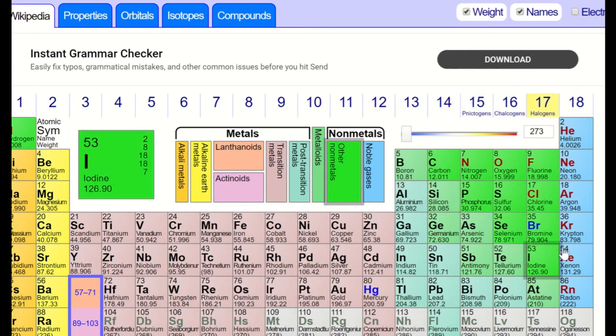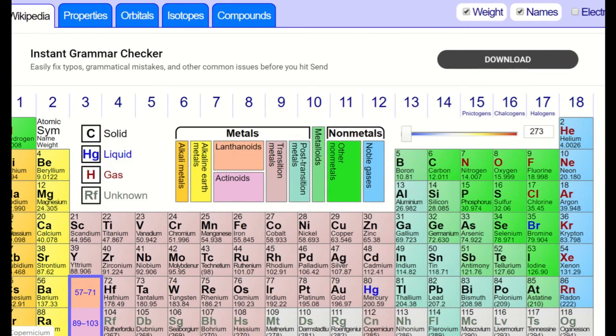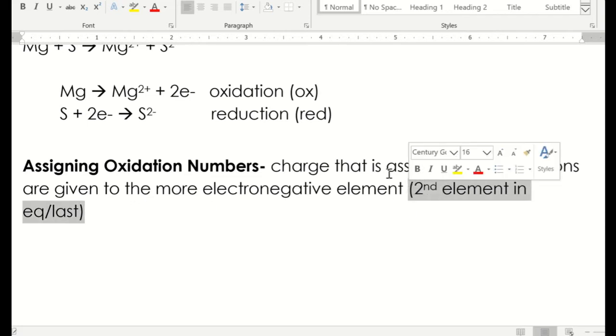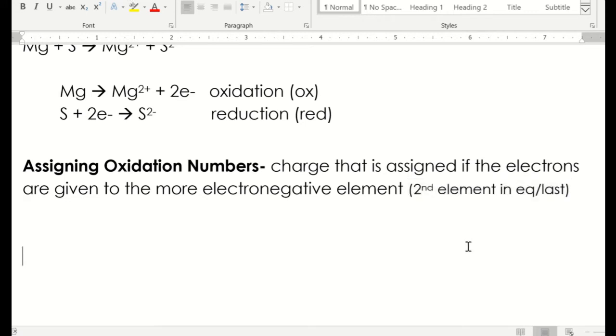This section over here on the periodic table are things that have really, really high electronegativities. That means they really, really want electrons. One way you can tell is it's usually going to be the second element in an equation, or whatever the last element in an equation is. That's going to have the highest electronegativity. All right, so we have about 5 rules for oxidation numbers, and then I'm going to do some examples.